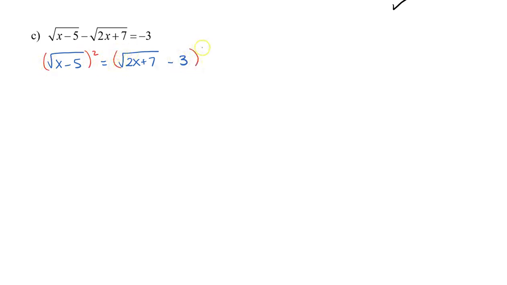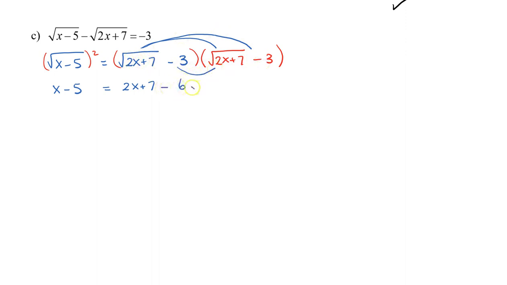Now remember, instead of squaring, I'm going to actually rewrite this as another 2x plus 7 minus 3 so that I remember to distribute. On the left, I get x minus 5. And on the right, we get 2x plus 7, multiplying the first terms. And then when I multiply the root 2x plus 7 and the negative 3, I have another one over here in the middle. So I'm going to end up with negative 6 times the square root of 2x plus 7, and then negative 3 times negative 3 is positive 9.